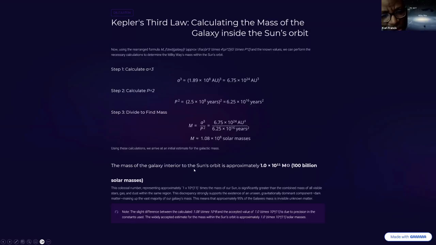The mass of the galaxy interior to the Sun's orbit is approximately 1 times 10 to the 11th solar masses, or 100 billion solar masses, right? And it is significantly greater than the combined mass of all the stars, gas, all the visible matter that we see within that area, and thus within the same region.